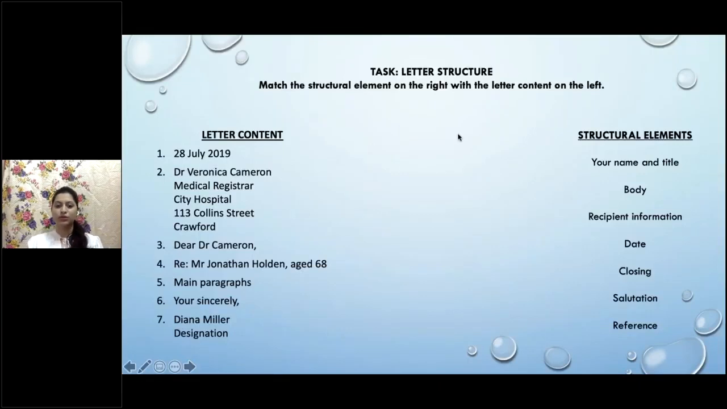All right. So the structure of the letter is really important. So here is a little task. Match the structural elements on the right side with the letter content on the left side. I will give you 30 seconds. Just check, assess yourselves, just see what comes after the other. You try to put it in a format, and then we can check the answers. And then I will give you the right way to structure your letter.